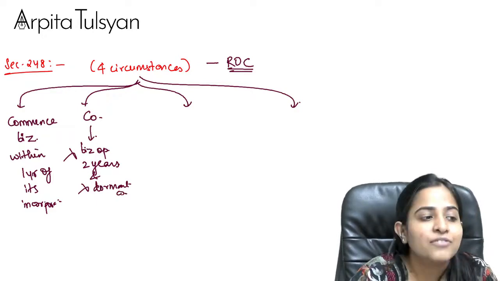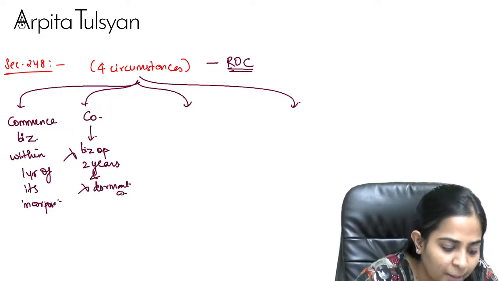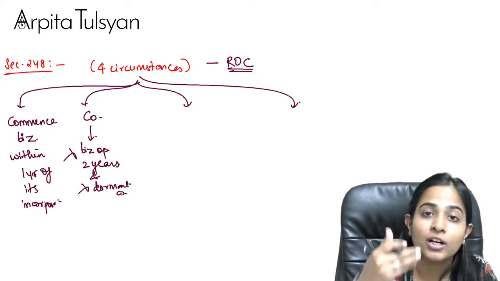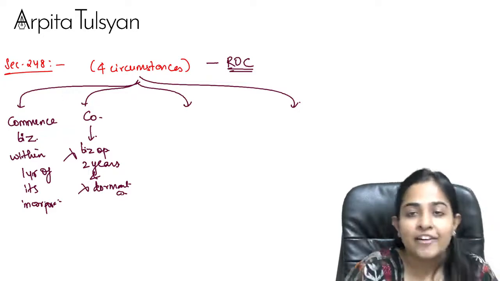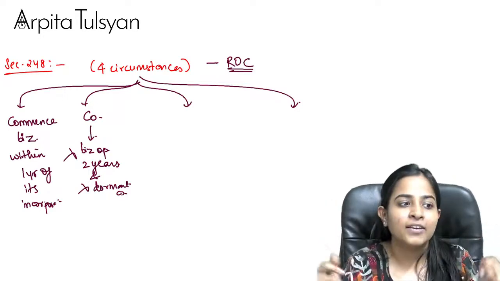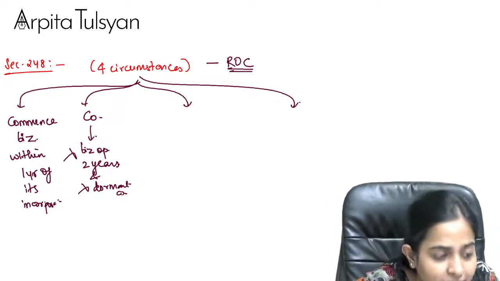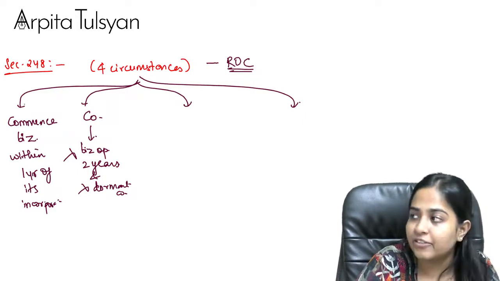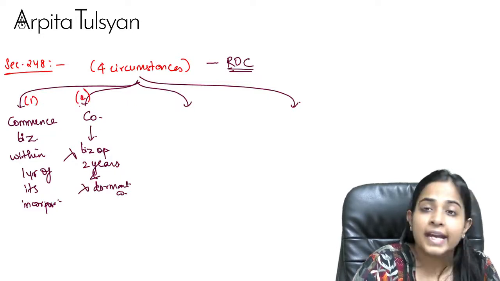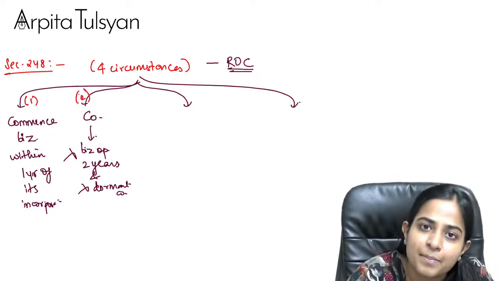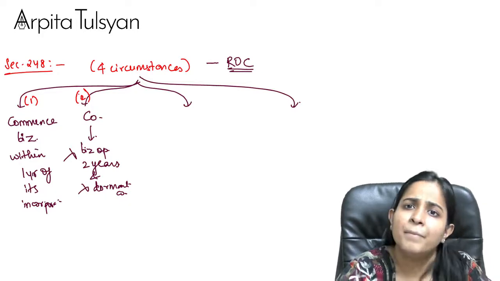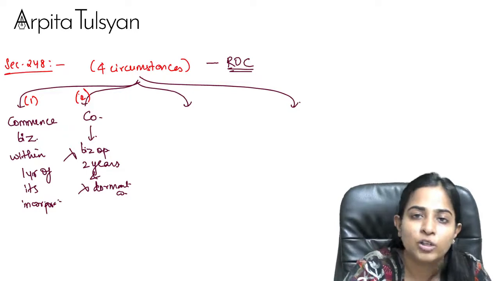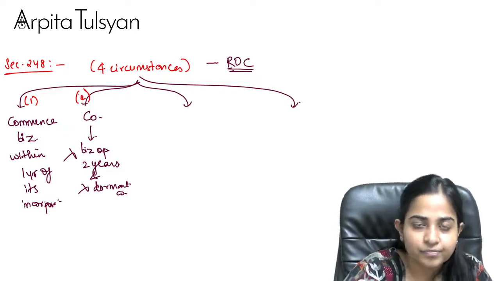Then in that case, ROC will send a notice to the company to reply within a period of 30 days on what they are actually intending to do. Whether they want to continue or they want to get their name struck off from the register. There's a difference between these 2 points. In the first point, you never ever commenced the business. In the second point, maybe you would have commenced the business, but now for the last 2 years, you have been totally inactive. Right?